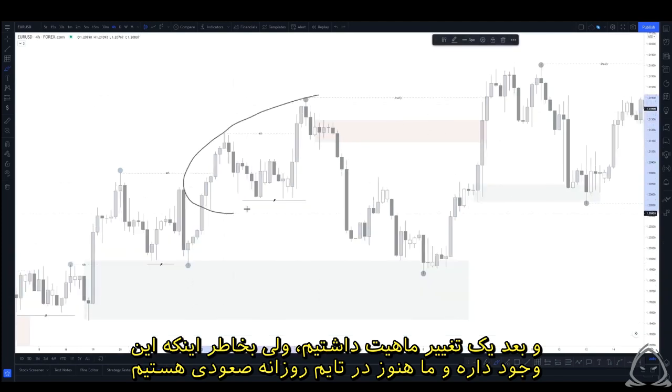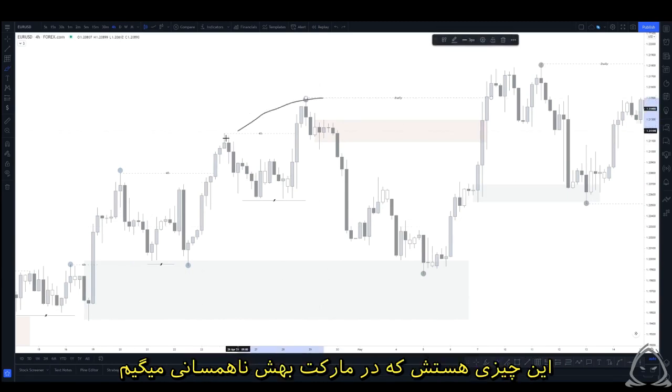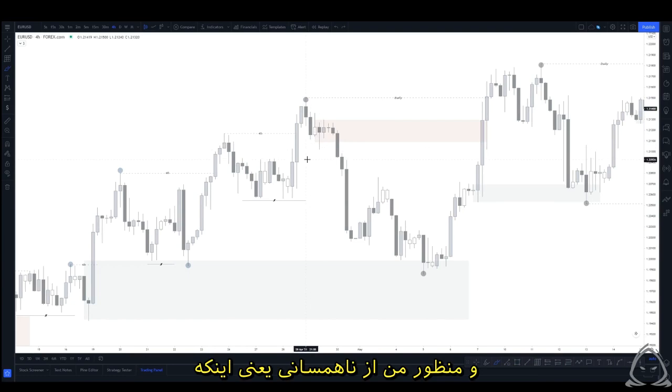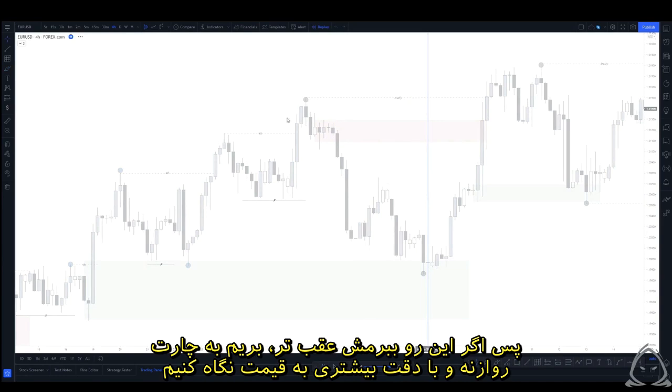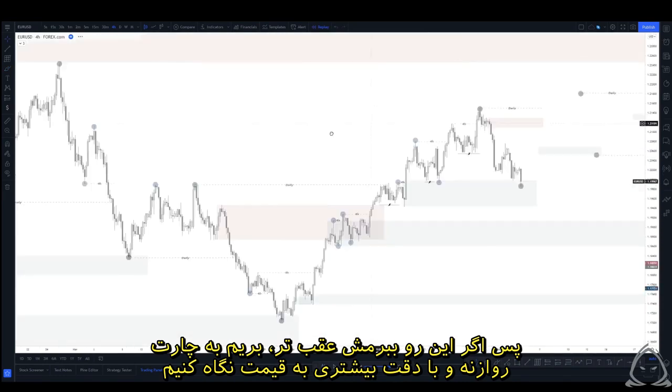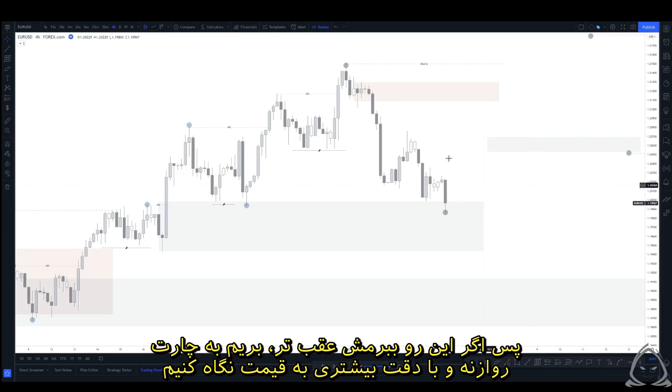But because this exists and we're still bullish on the daily chart, this is what we would refer to as a variance in market structure. And what I mean by a variance is that we're starting to see the 4 hour creating lower lows and lower highs, while the daily is still creating higher highs and higher lows. So if I just pull this back, we're going to go to the daily chart and just look at this bit of price action in a little bit more detail.